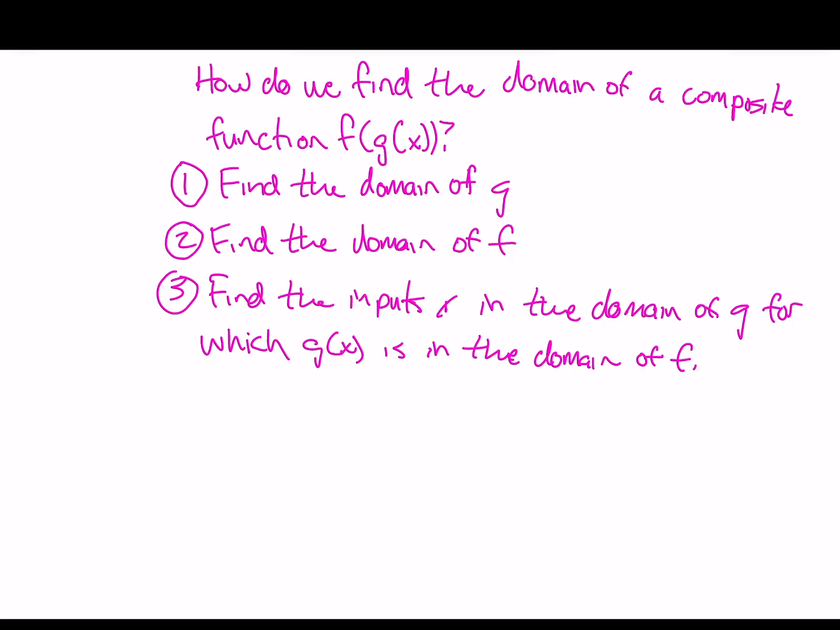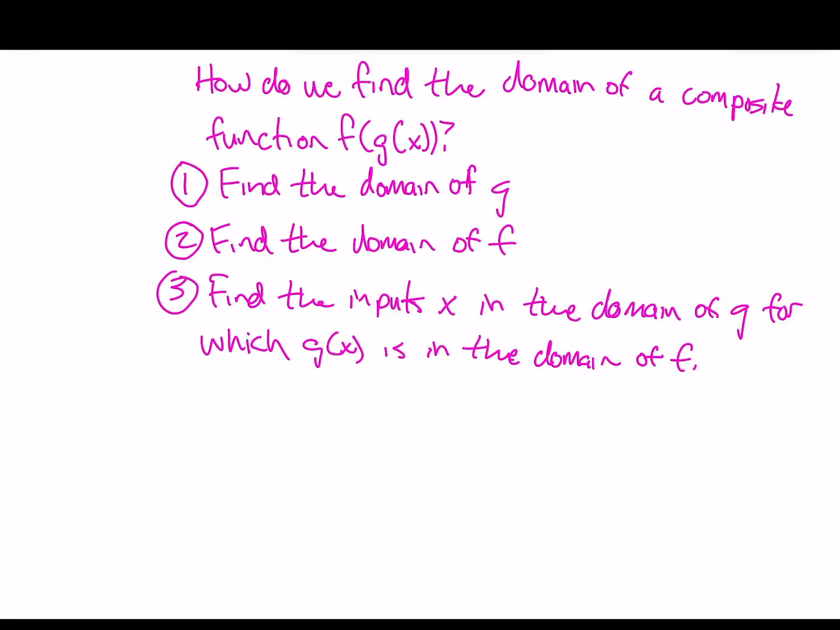So how do we find the domain of a composite function f of g of x? Well, the first thing we do is we find the domain of the innermost function, which in this case is g. Then we find the domain of f. And after we found the domain of both f and g, we find the inputs x in the domain of g, for which g of x is in the domain of f. So how does that work?